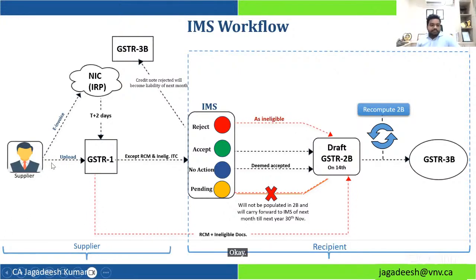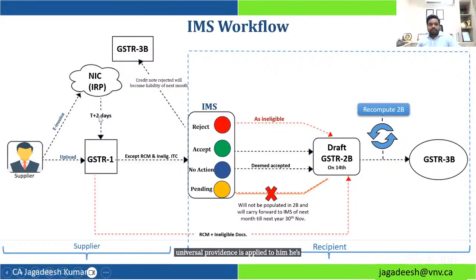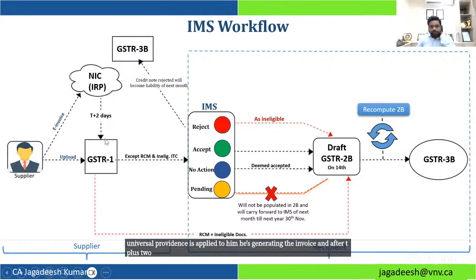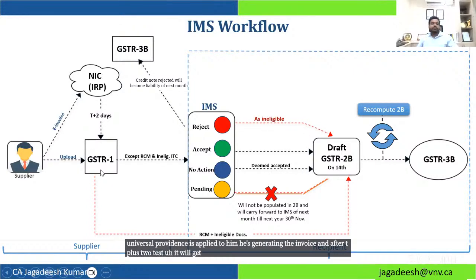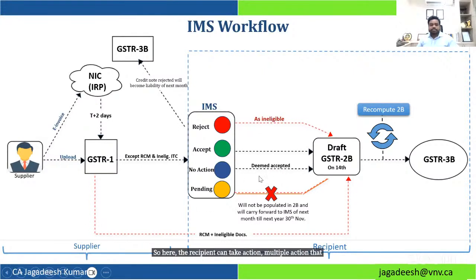So here the supplier is saving the invoice in the GST account manually, or else the invoicing provisions are applied to him. He's generating the invoice, and after T plus 2 days, it will get saved in the GST account. And then when it comes to the GST account, immediately it will get reflected in the IMS portal. So here, the recipient can take multiple actions: accept, reject, or keep it pending.